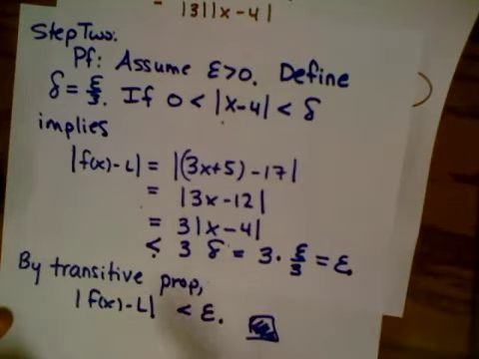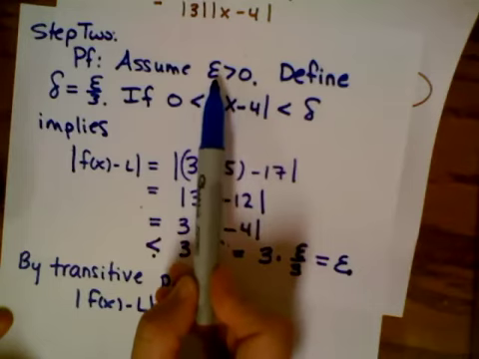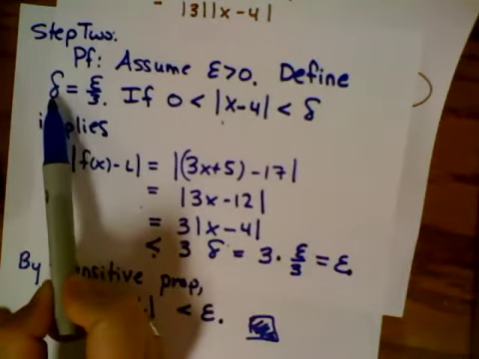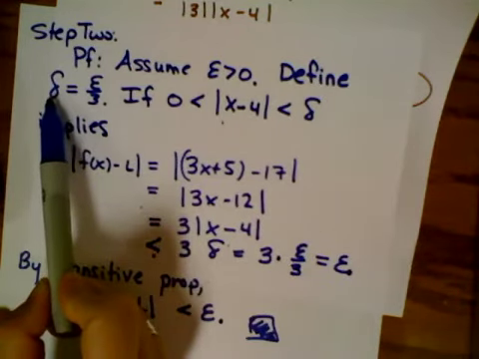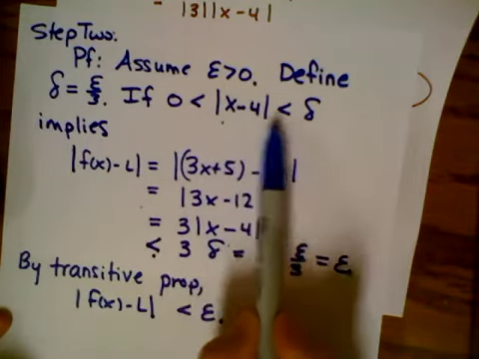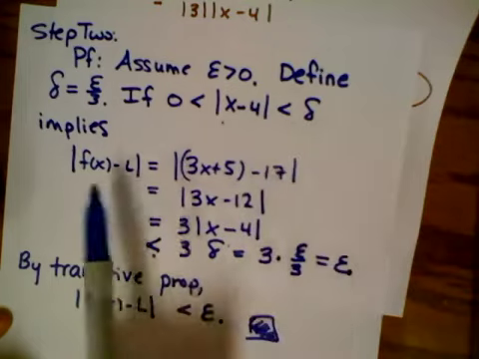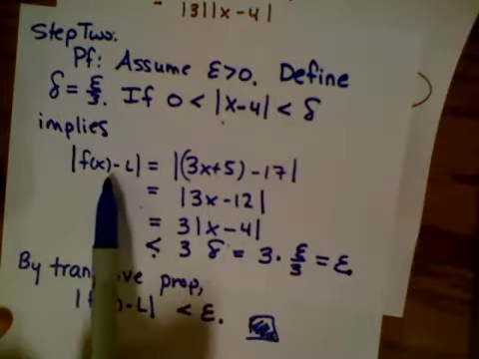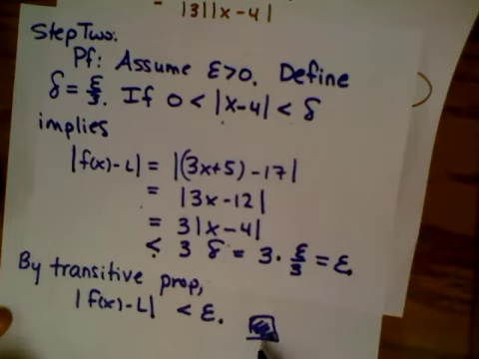In summary, we assumed epsilon was positive, we found a corresponding delta, and upon assuming the absolute value of x minus 4 was less than this delta, we showed that this difference was less than epsilon, and that's how to prove the limit exists according to the definition.